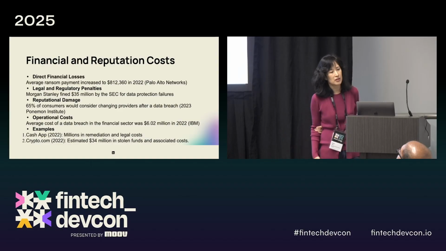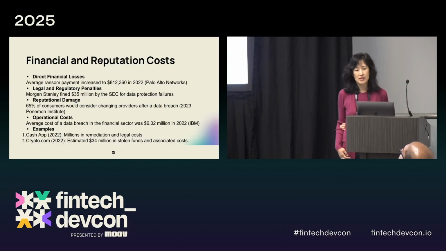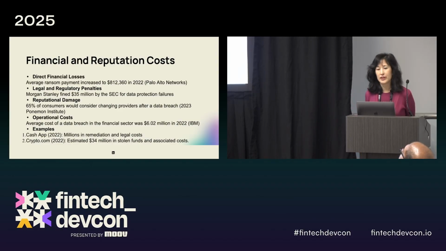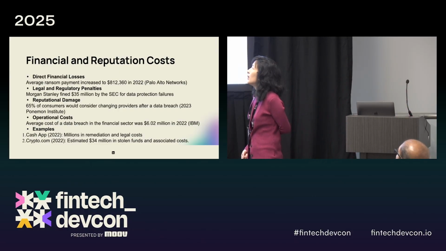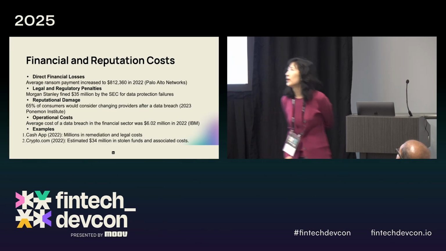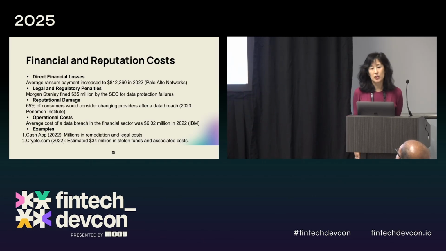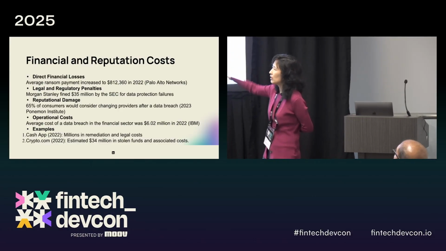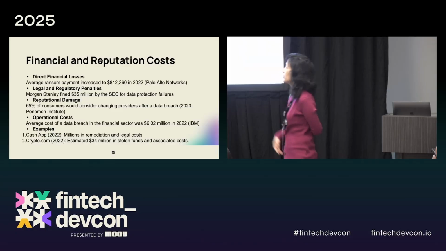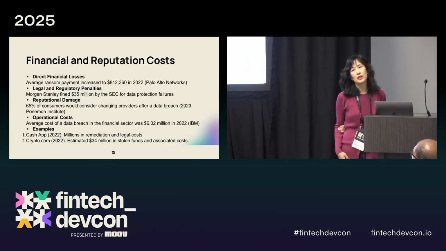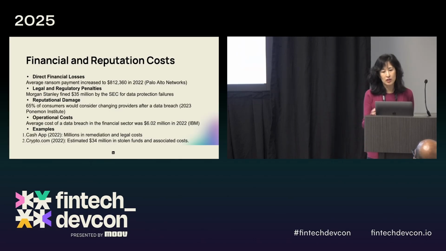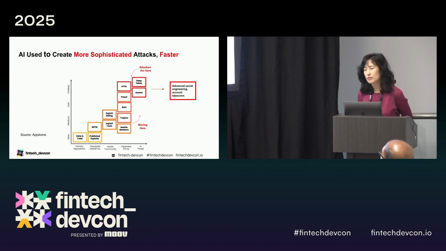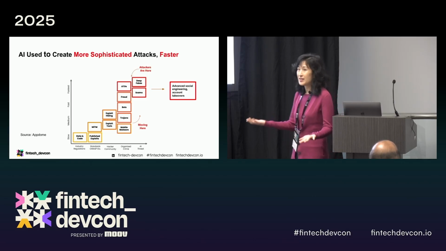Morgan Stanley faced a $35 million fine from the SEC for data protection failures. There's reputational damage. Like the report I talked about earlier, Ponemon Institute has another report which says 65% of consumers would change providers after a data breach. And here are a couple of examples of apps that have been compromised and the millions that they have lost to either repay the users that have lost their money or deal with the remediation and other legal costs. So what's happening and why are these attacks happening more?